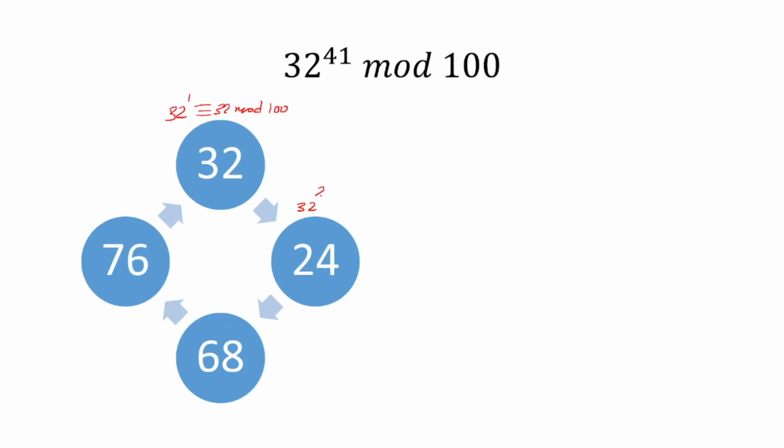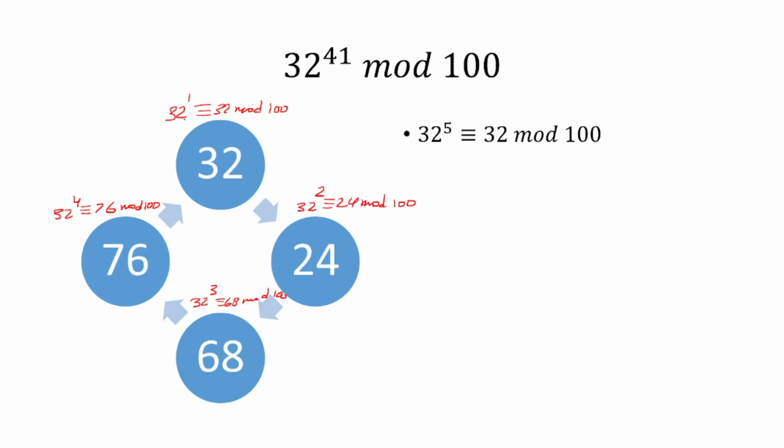Now 32 squared is congruent to 24 mod 100. And then 32 cubed is congruent to 68 mod 100. And then finally, 32 raised to the fourth power is congruent to 76 mod 100. So as we can see, if I was to do, let's say, 32 to the fifth power, that would put me up here. That would be 32 mod 100. And then the sixth power would be congruent to 24 mod 100. The seventh power is congruent to 68 mod 100. So it's just going in a circle here.